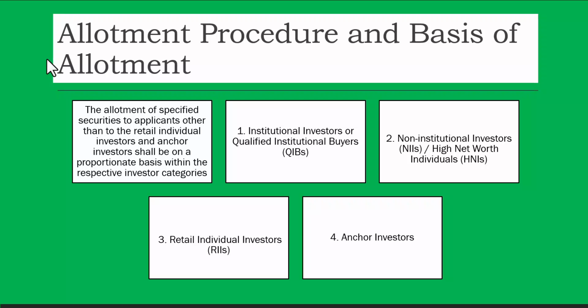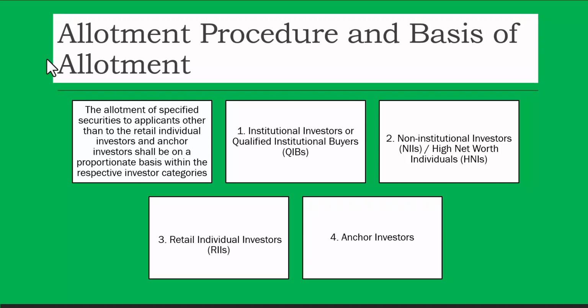Now, only for two categories it's proportionate. Who are they? Sorry, they are basically the QIBs and NIIs. Only NII and QIBs. Now, suppose the company has received a lot of money. They can't allot all the shares because otherwise, they will be collecting more money than what they need from the IPO. So they can't keep the oversubscribed money.